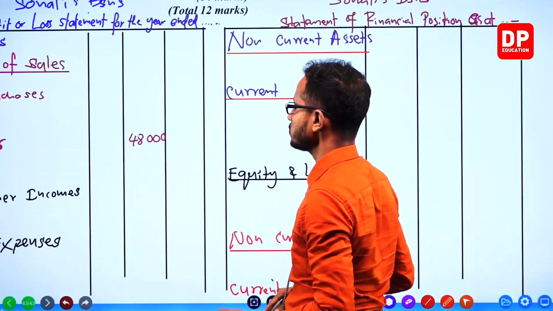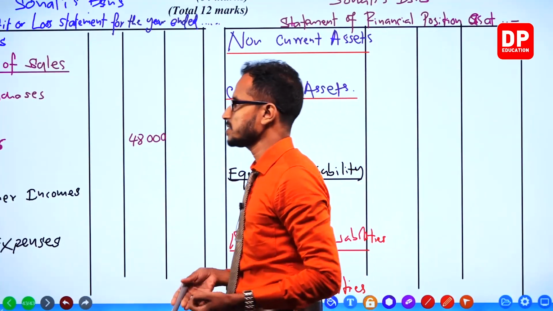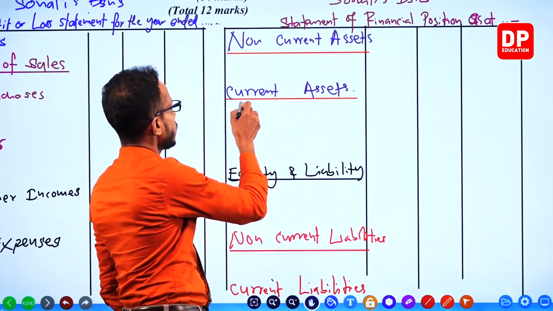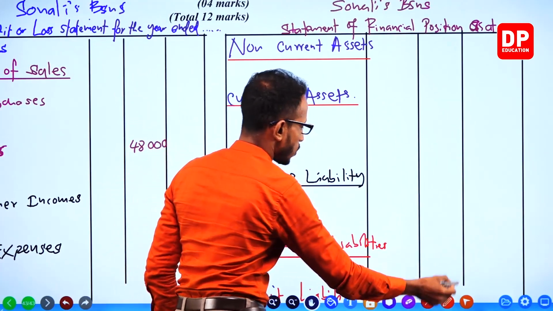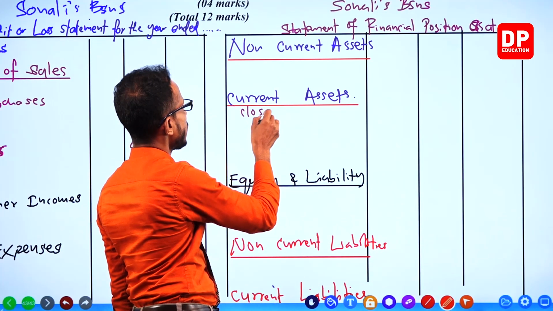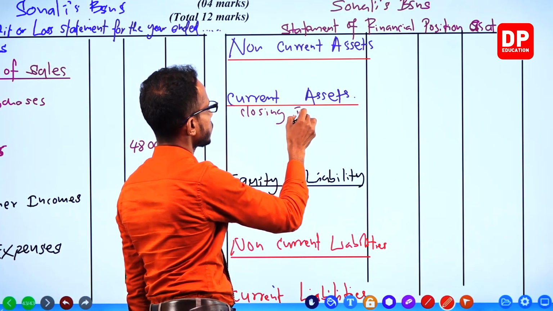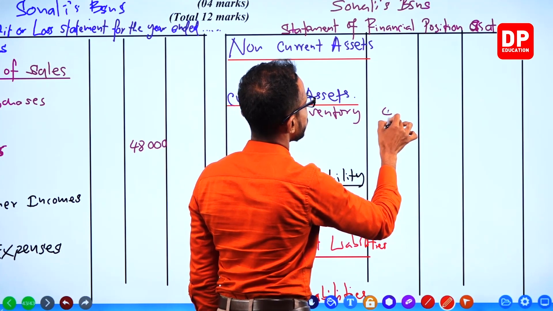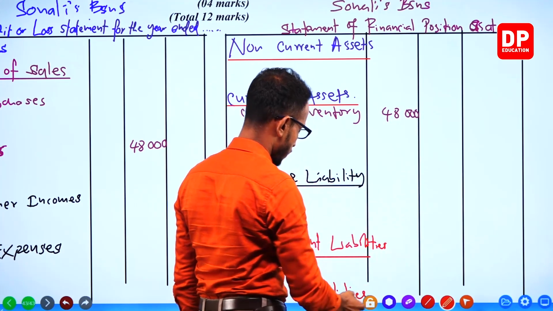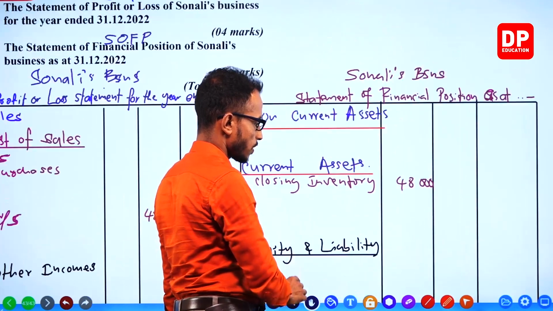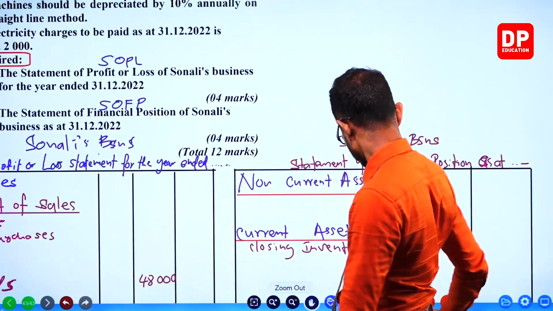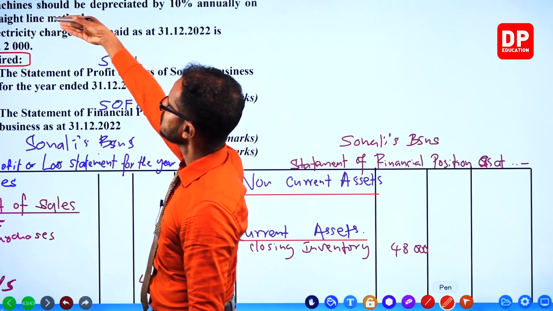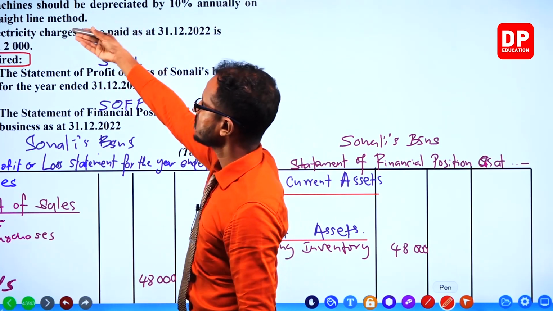In the SOFP, closing stock or closing inventory comes under current assets. Closing inventory, 48,000. Done with that adjustment, so we can tick it. Already ticked.